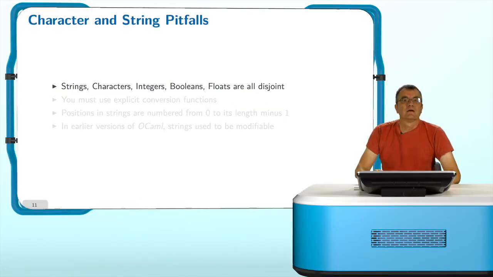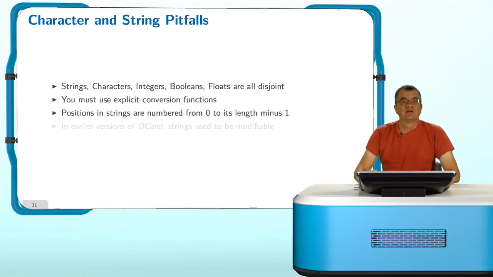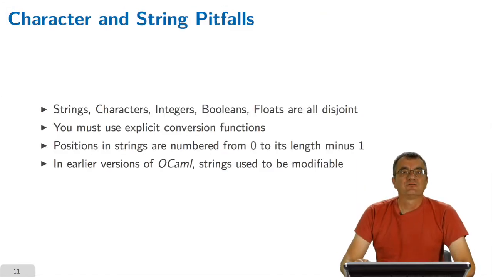Some of the pitfalls, so let me repeat again. The basic data types are disjoint, so you cannot rely on implicit conversion as is the case with some other programming languages, and you always have to use explicit conversion functions. Strings, as many things in computer science and as in this MOOC, are always numbered starting from 0 and not starting from 1. A final point is, if you happen to look at old documentation of the OCaml system, you may find a different module of strings which used to be modifiable, but this is no longer the case, so strings are just non-modifiable strings in OCaml.